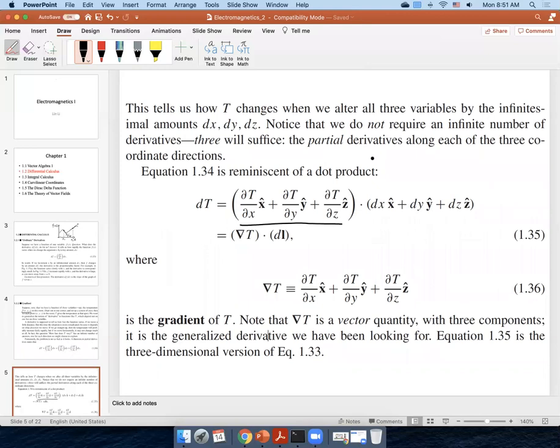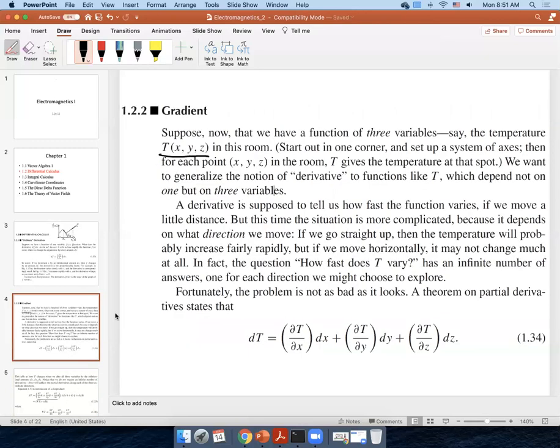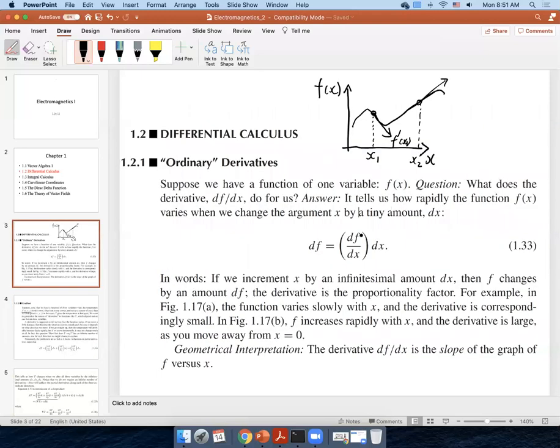So it can tell us how T changes when any of those three variables changes, either in the x direction, dx, or in the y direction, dy, or in the z direction, dz. Then you can calculate the change of T. So now, if you look back, it's getting similar to the one-dimensional case of derivatives of a one-dimensional function.